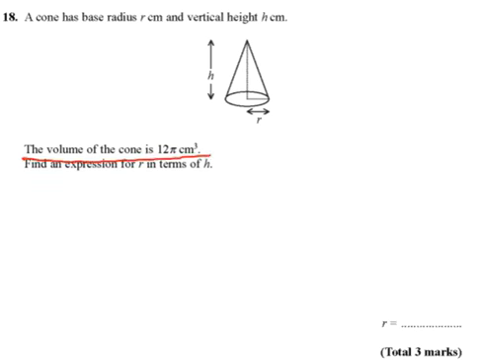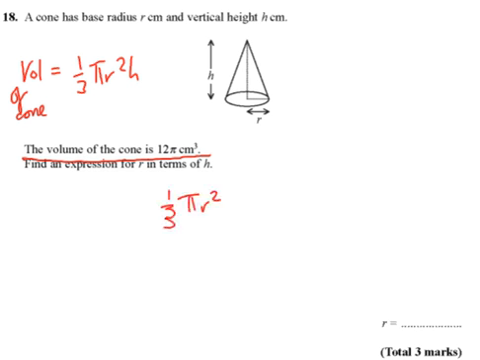Now, the volume of a cone, you know from the formula book, is given as this. So what you need to do is equate the general formula for the volume of a cone, a third pi r squared h, to the specific value here, which is 12 pi. So that gives you a third pi r squared h equals 12 pi. And from here, it says find an expression for r in terms of h. So it wants you to write r equals something.